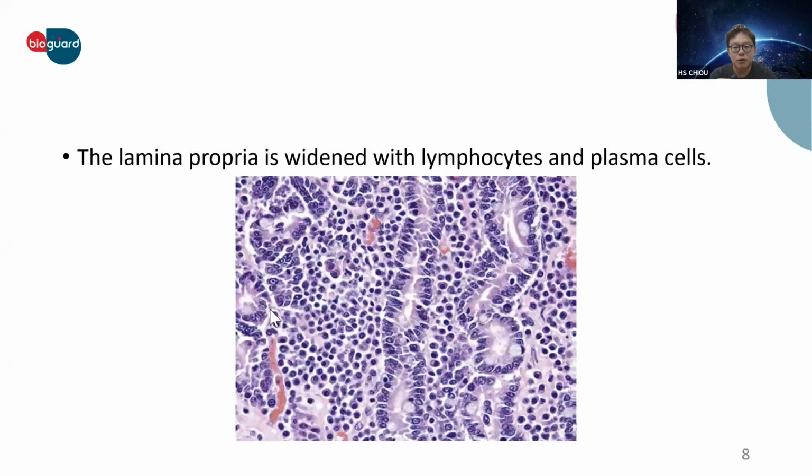When we say the lamina propria is widened with lymphocytes and plasma cells, what does that mean biologically? It means immune activation, but widening doesn't tell us how chronic the disease is, how deep the injury goes, or how severe the clinical signs will be. Inflammatory cell numbers are only part of the story.